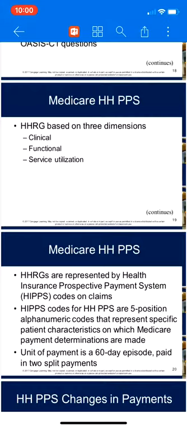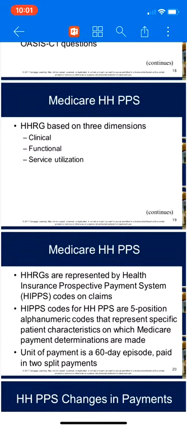And then you have some exceptions to the 60-day payment. So you have your low utilization payment adjustment. If the patient receives 4 or fewer visits in the 60-day episode, payment will be made by the visit. Then you have partial episode payments. Occasionally, a patient may transfer to another agency for care, in which case the first agency would receive payment for only a part of the episode for which it actually provided care to the patient. And when the patient starts receiving care from the new agency, a new episode begins.